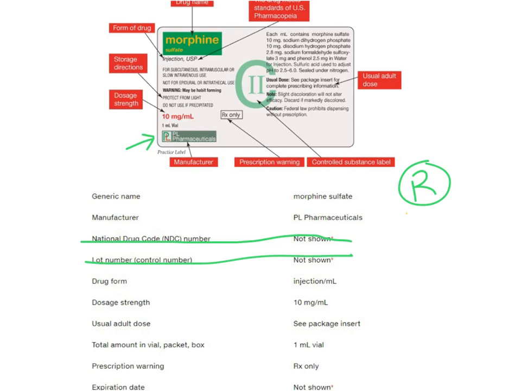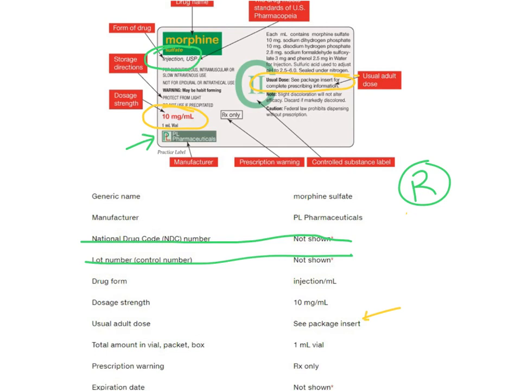The drug form, it does tell us that it is an injection, so you can see that on that label. So it tells us right there. The dosage strength, see what I mean? Morphine sulfate is a liquid medicine, so you see that the dosage strength is listed as 10 milligrams/milliliter. That means that there are 10 milligrams of medication per every 1 milliliter of liquid. So that's going to tell you how much is in there. So that's the dosage strength. The usual adult dose, over here on the side, it does say for usual dosage, just see package insert. So that's what was written there.